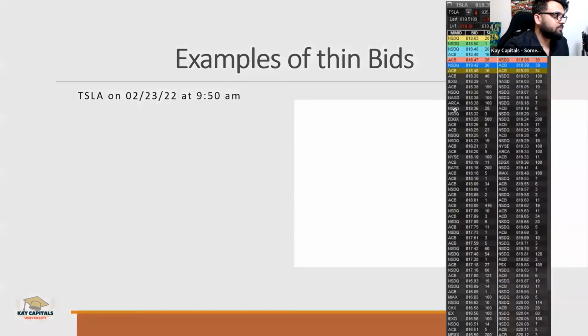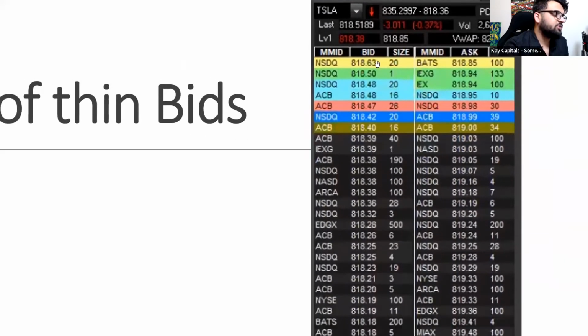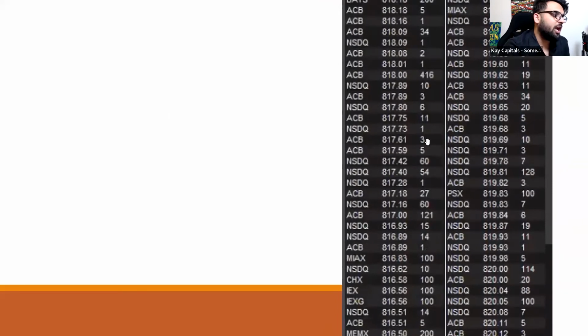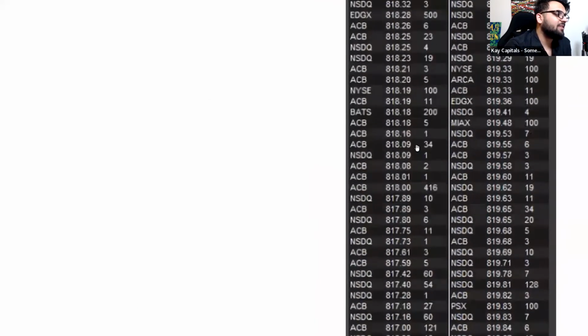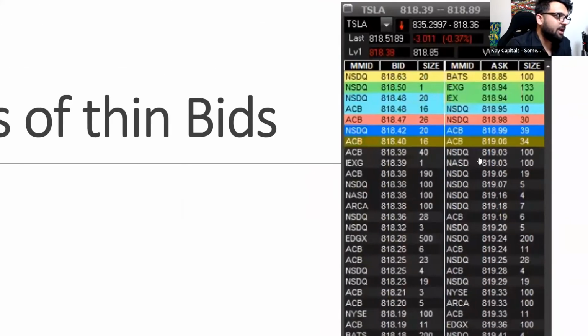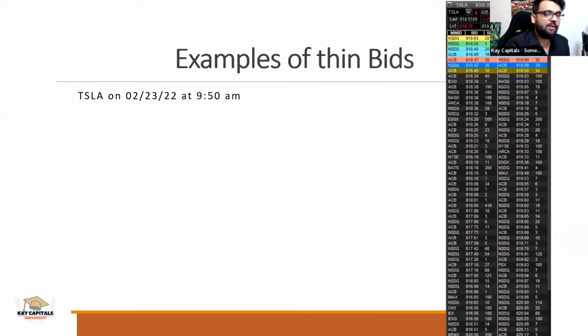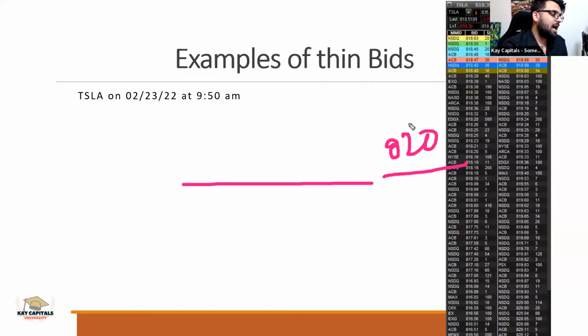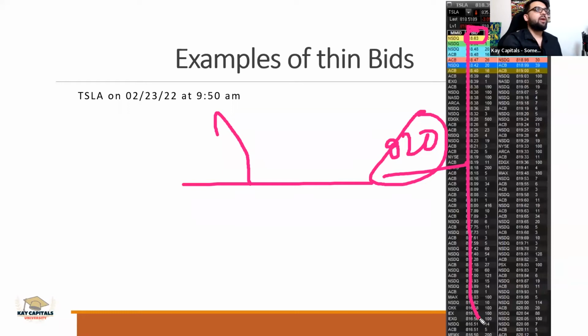Let me zoom in a little. Look at this. The bids, there's no bids at all. Basically, 1 share, 3 shares, 5 shares, 60 shares, 54, 1, 27. That's nothing, right? That's nothing. If it's a bearish setup, the price is going to drop. I remember 820 was a critical level. The moment we broke 820, this is what the bids looked like. And this is what we want to see when we are trading as well.